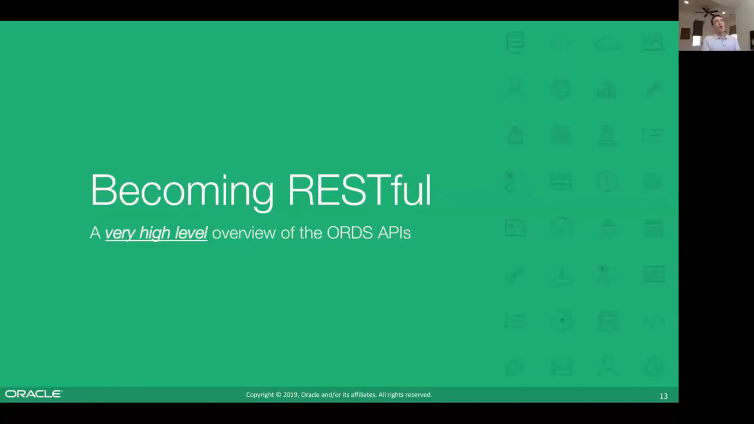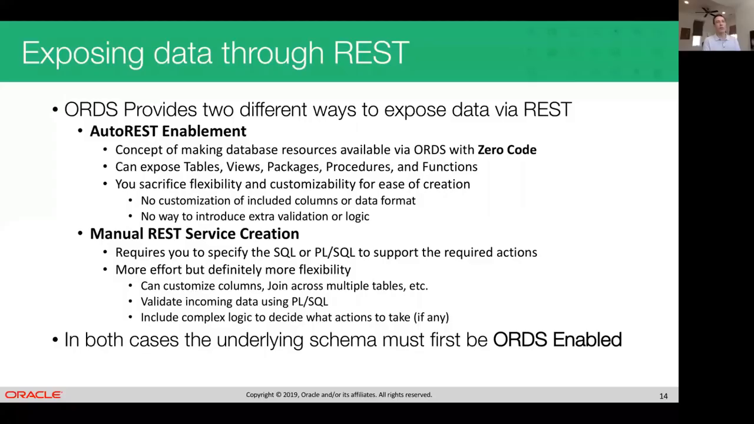So now on to exposing REST, becoming RESTful, a very, very high level overview of what ORDS provides in terms of APIs and how that actually works. When you talk about REST services from ORDS, there are two ways that you can enable items for REST. You can do it with what's called auto REST, or you can do it manually. And there are benefits and downsides to each one. So let's talk about auto REST. This is the concept of basically making a database resource available via ORDS with zero code.